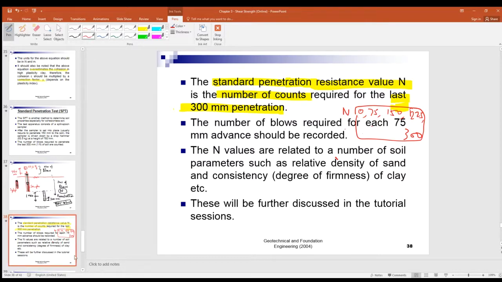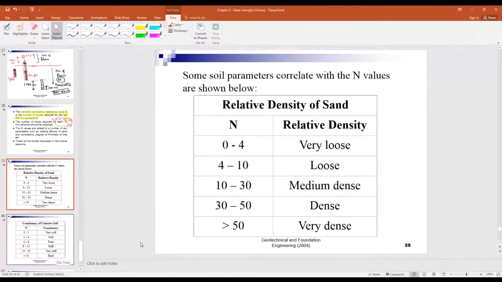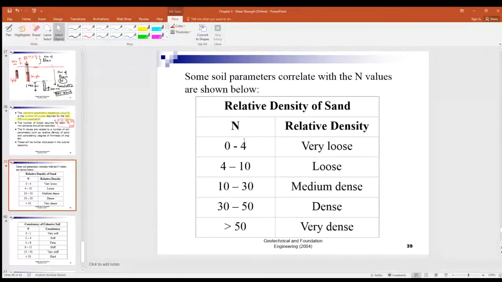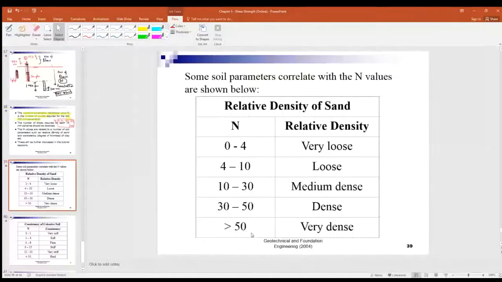Now, what's the use of SPT values? You can see here the N value related to different relative density of sand. For N value 0 to 4, very loose, right? So you need only 4 blows that can give you 300 millimeter penetration. But for very dense, the number of blows could be greater than 50 blows before you can get 300 millimeter penetration.